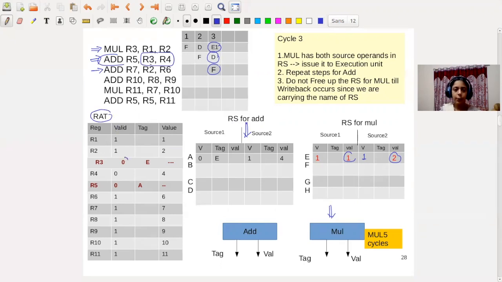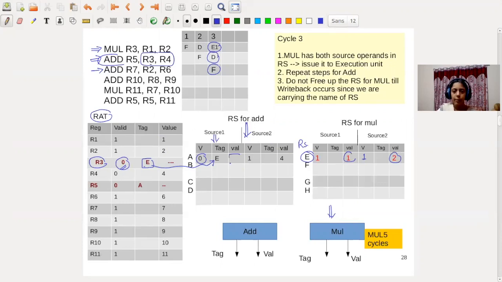R3 is found to be invalid, which means that it is waiting on some previous instruction. So the first source here, R3, is not going to have a valid tag because it is still waiting for a previous instruction to finish. Its tag is going to be updated here, which means that there is a connection between this source R3 and the multiply reservation station here. I hope you can see the connection here.